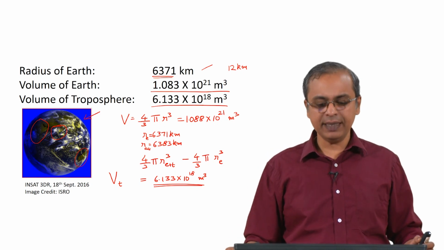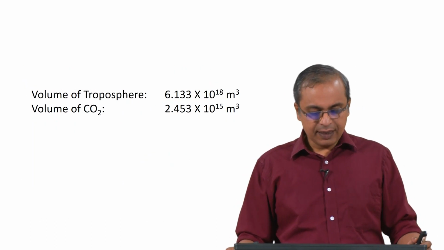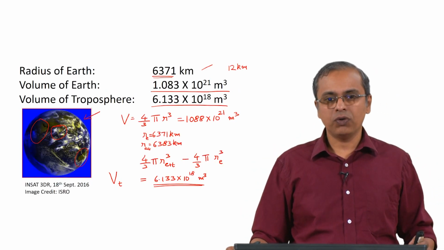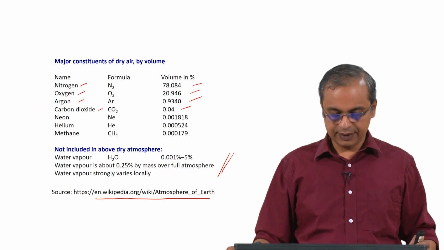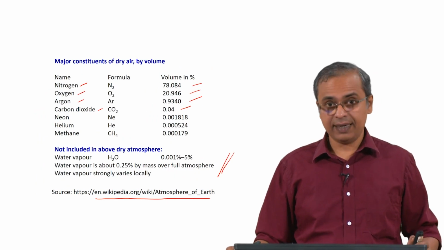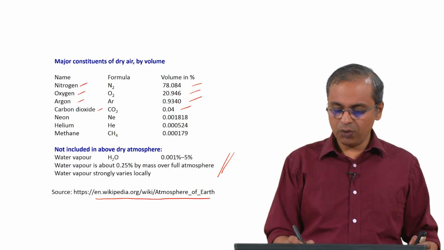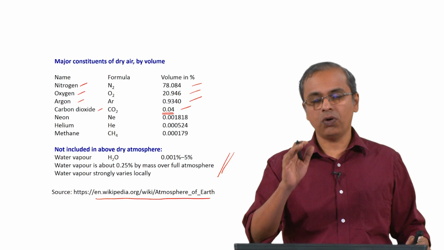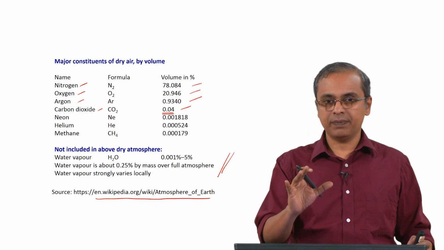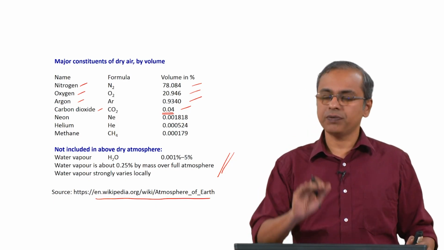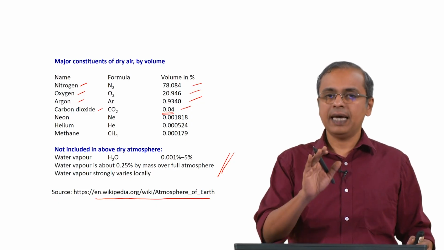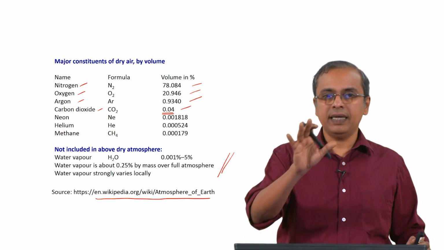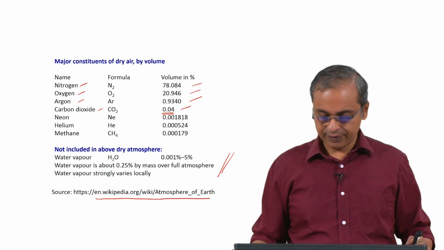So, we will keep this number in mind, and let us now consider that if you go back to the composition of dry air, we find that 0.04% of the volume of the atmosphere is carbon dioxide. Okay. So, we will use the same 0.04% and say that 0.04% of the volume of the troposphere is the carbon dioxide available in the troposphere.